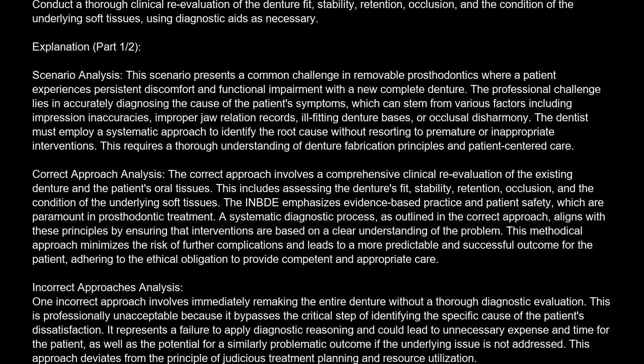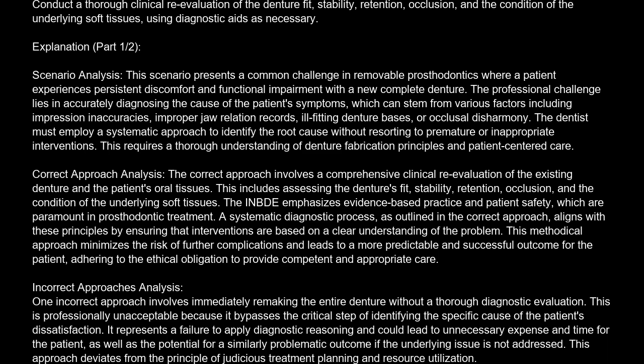This requires a thorough understanding of denture fabrication principles and patient-centered care. Correct approach analysis. The correct approach involves a comprehensive clinical reevaluation of the existing denture and the patient's oral tissues. This includes assessing the denture's fit, stability, retention, occlusion, and the condition of the underlying soft tissues. The INBDE emphasizes evidence-based practice and patient safety, which are paramount in prosthodontic treatment.